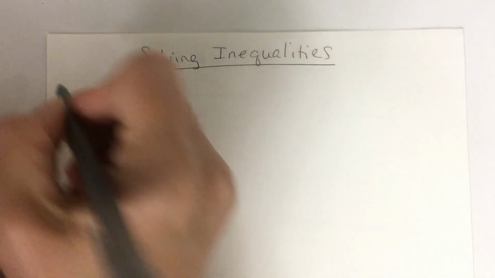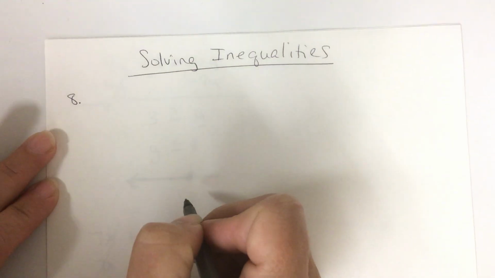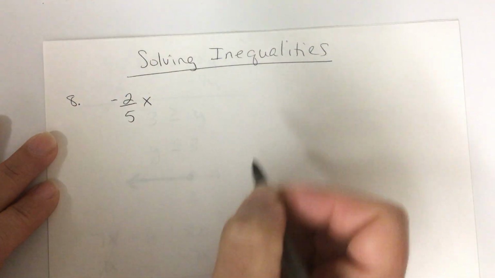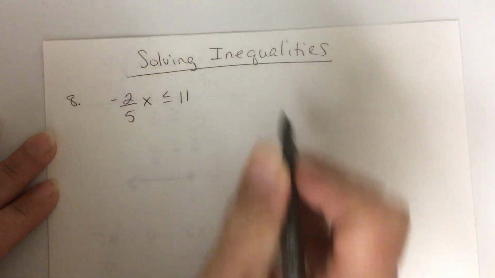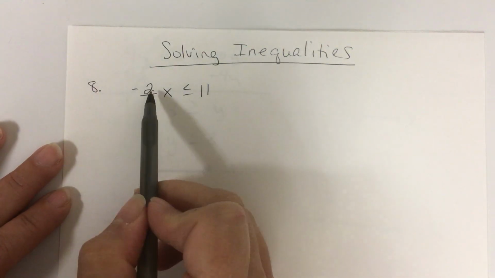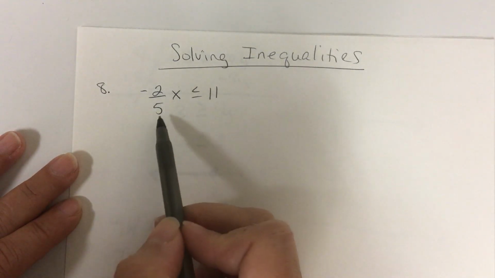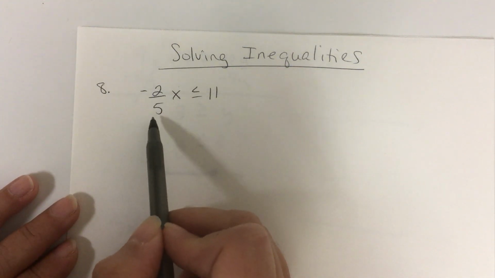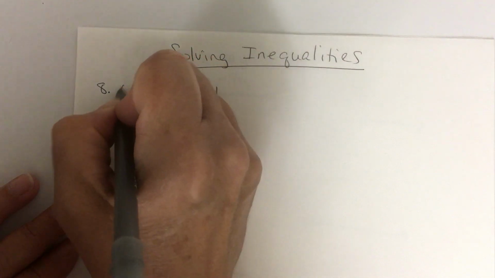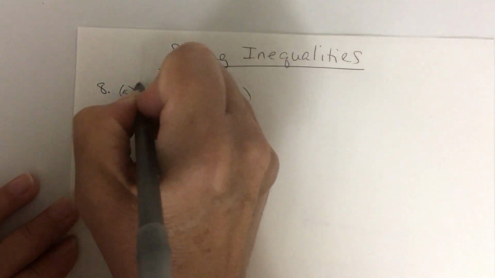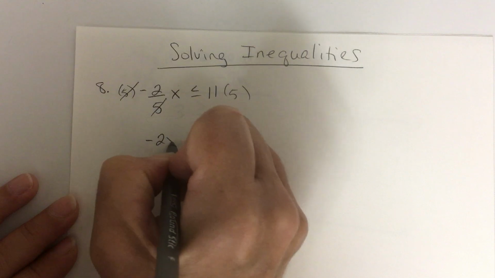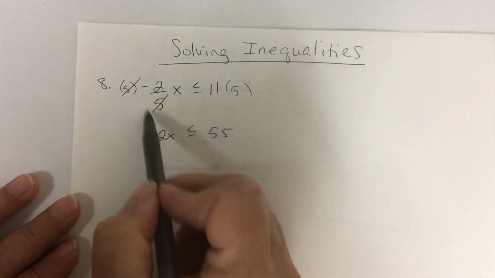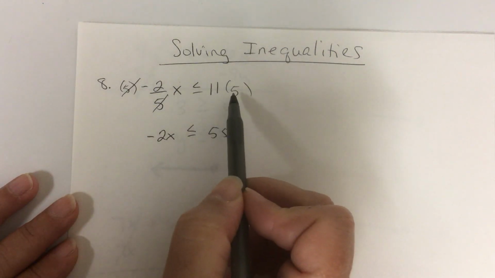Example 8 now is -2/5 x is less than or equal to 11. So I like to think of this negative as with the 2. I always think of my negative as with the numerator. And I need to divide, or on this side, it means divide by 5. So I need to get rid of the 5 by multiplying. So that 5 will cancel there. That'll leave me with -2x is less than or equal to 55. Basically, you're just moving the 5 from the bottom up to the top by multiplying.